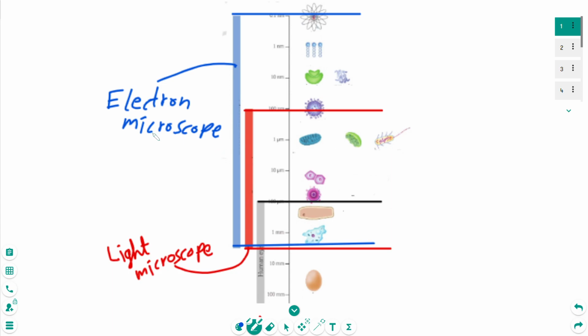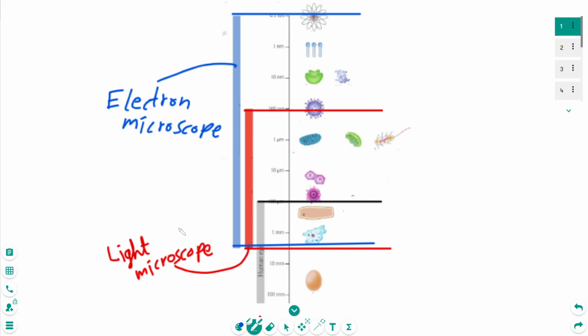The only disadvantages of electron microscopes are that, one, they're really expensive to use, and two, the specimen has to be dead. Light microscopes are cheaper and portable, which means you can take them with you if you are doing some field work. They're relatively easy to use. For electron microscopes, you have to do a lot of intense training.